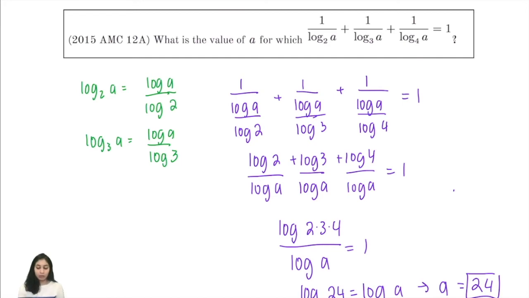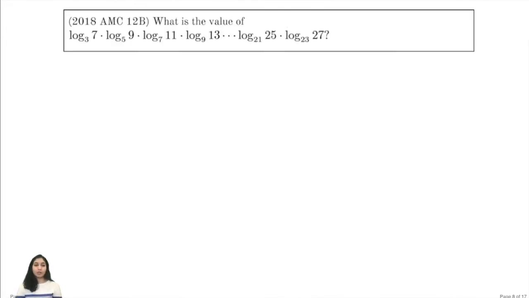Now let's move on to our next problem. This is from the 2018 AMC 12B, and it says, what is the value of log base 3 of 7 times log base 5 of 9 times log base 7 of 11, all the way to log base 23 of 27? So this is another problem where the change of base formula is going to come in very handy.